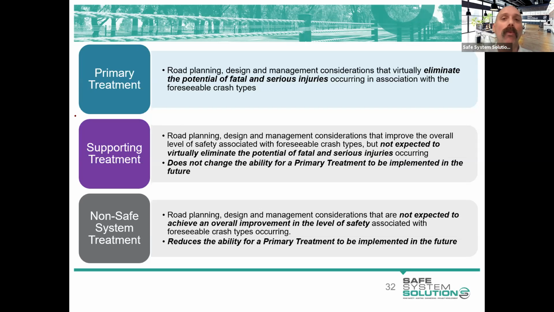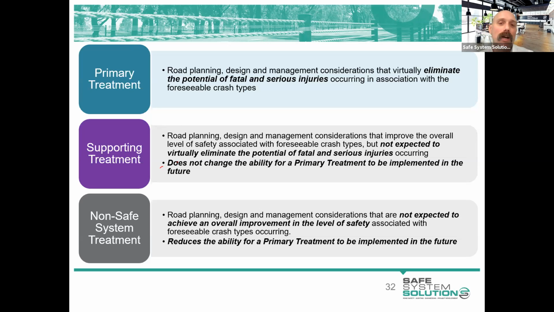So the primary ones tend to be things like passenger vehicle intersection roundabouts, passenger vehicle runoff road, flexible safety barrier continuous, or at that isolated location that you're particularly concerned about. Things that bring the speeds down within those tolerable levels, be that local area traffic management, raised pedestrian crossings that you are sure those speeds are going to be down. You'll see here that there's this little other dot point in supporting. It doesn't change the ability for a primary treatment to be implemented in the future.